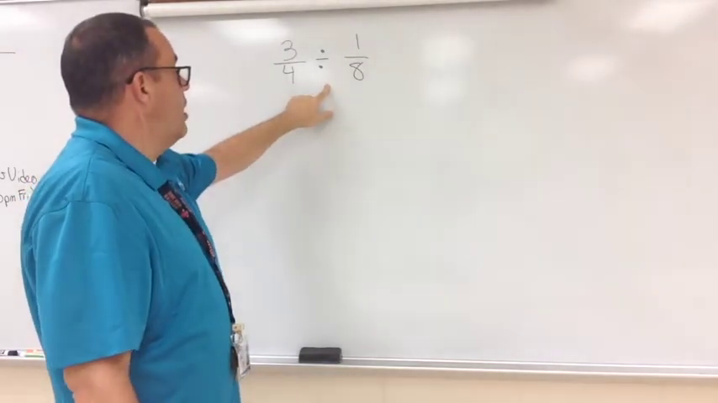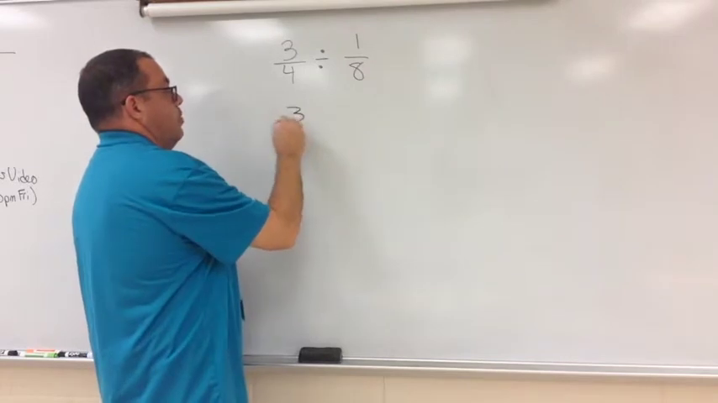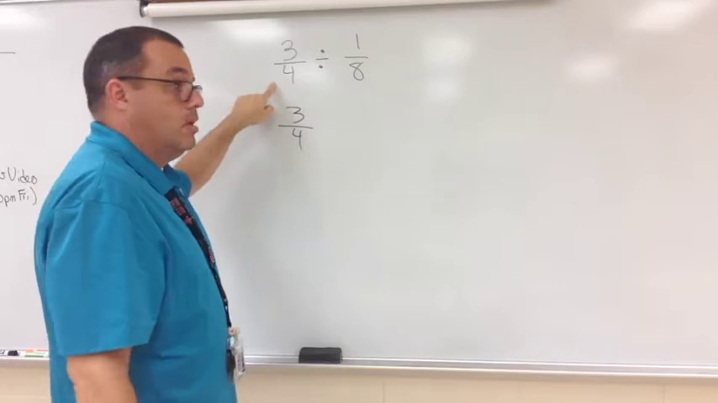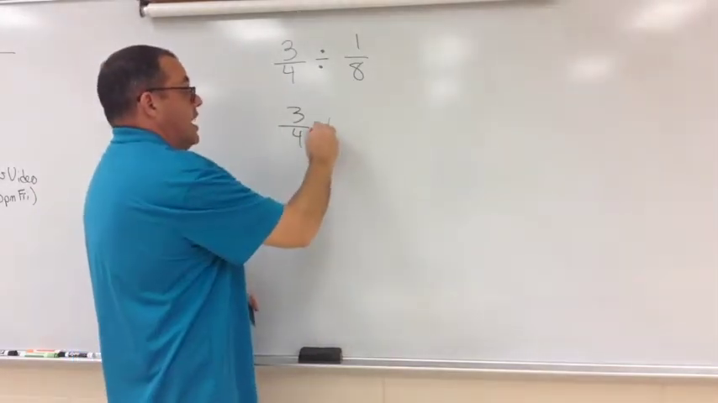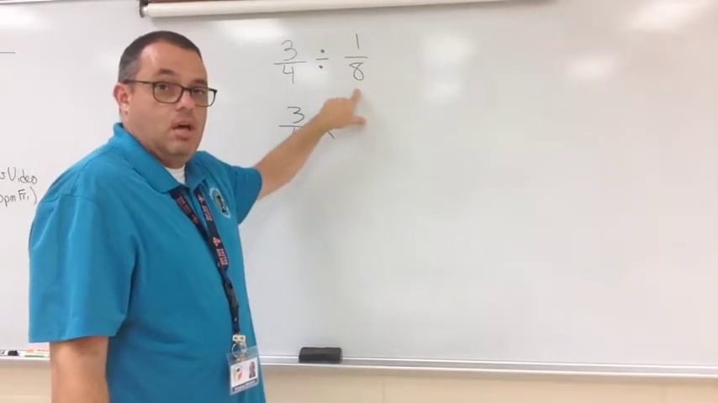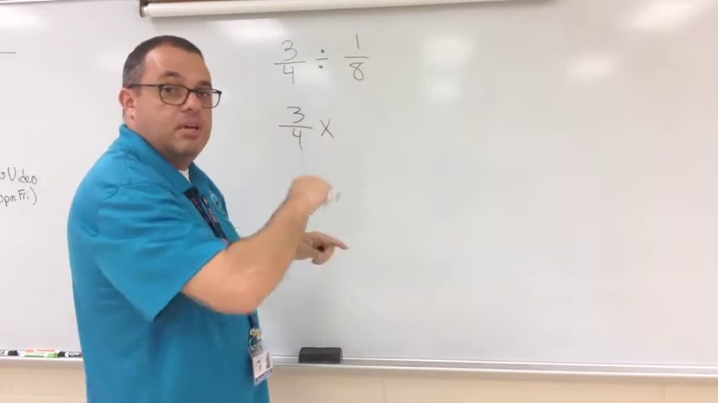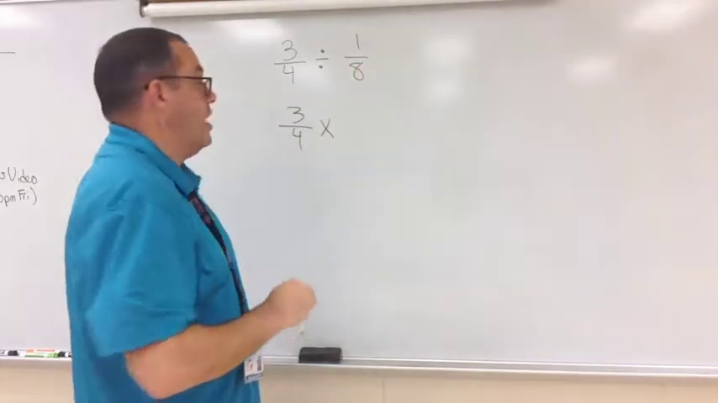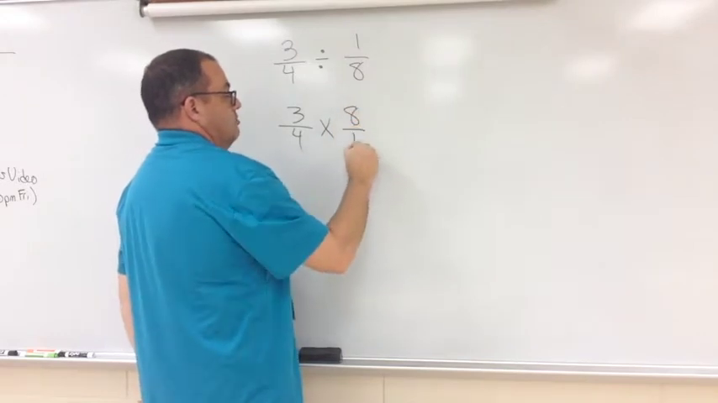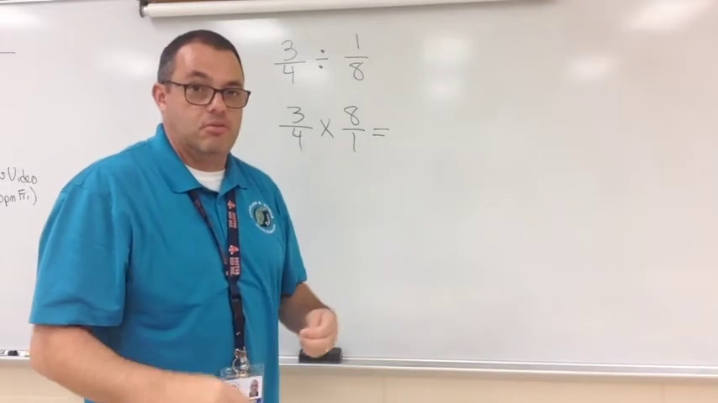Okay? Now, I'm going to rewrite this as 3/4. No changes to our first term. We always keep the first term the same. However, now I'm going to say times. And then I'm going to take the reciprocal of my second term, which in this case is going to be 8, because I'm just going to flip the fraction around. So instead of 1/8, it's going to be 8/1. And then you just multiply across and you'll get your answer.